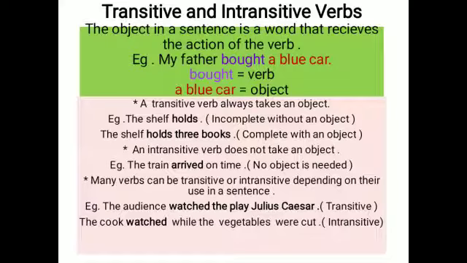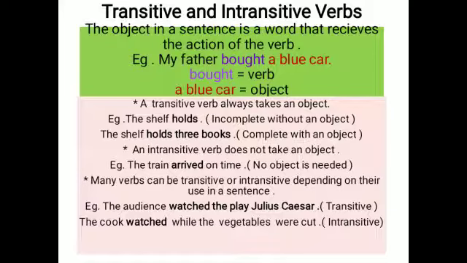The next sentence, the shelf holds 3 books. Now here the object is given. So the sentence is complete with an object and that is known as a transitive verb. The next sentence, an intransitive verb does not take an object. So wherever the verb is intransitive, there is no need of an object. The train arrived on time. So here we don't need any object. So that is known as an intransitive verb.